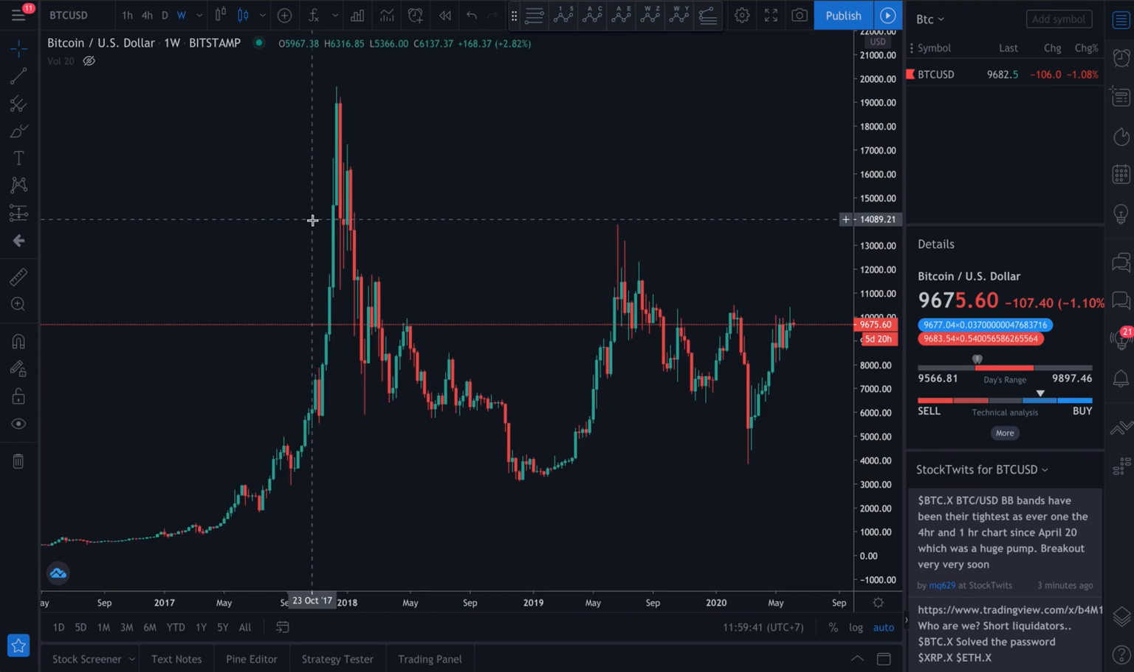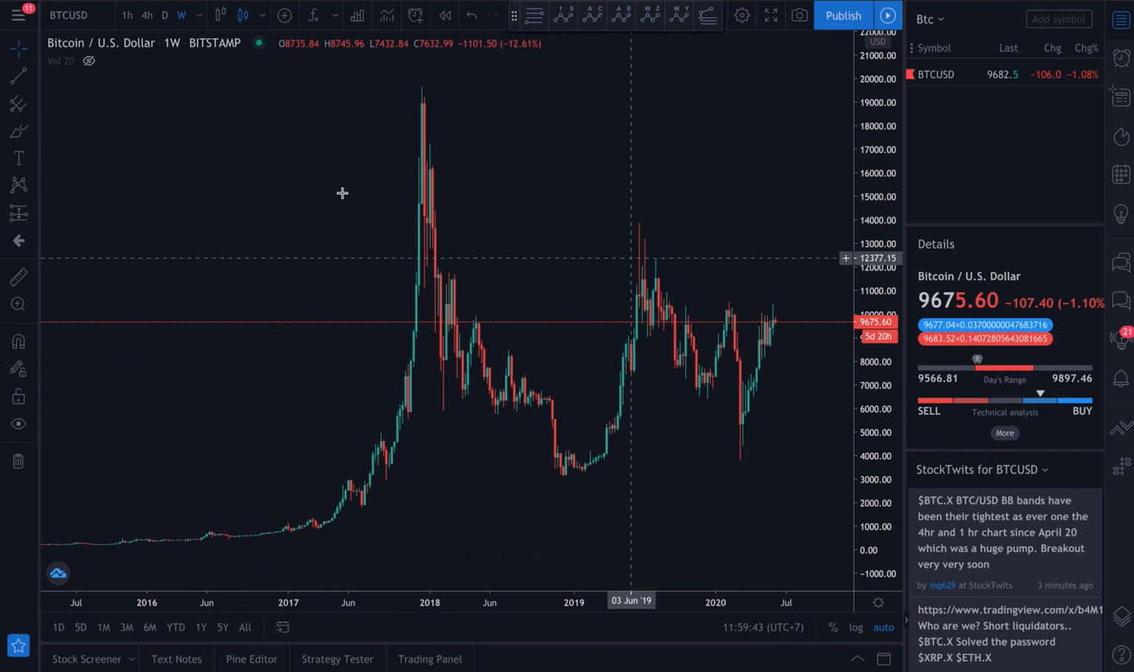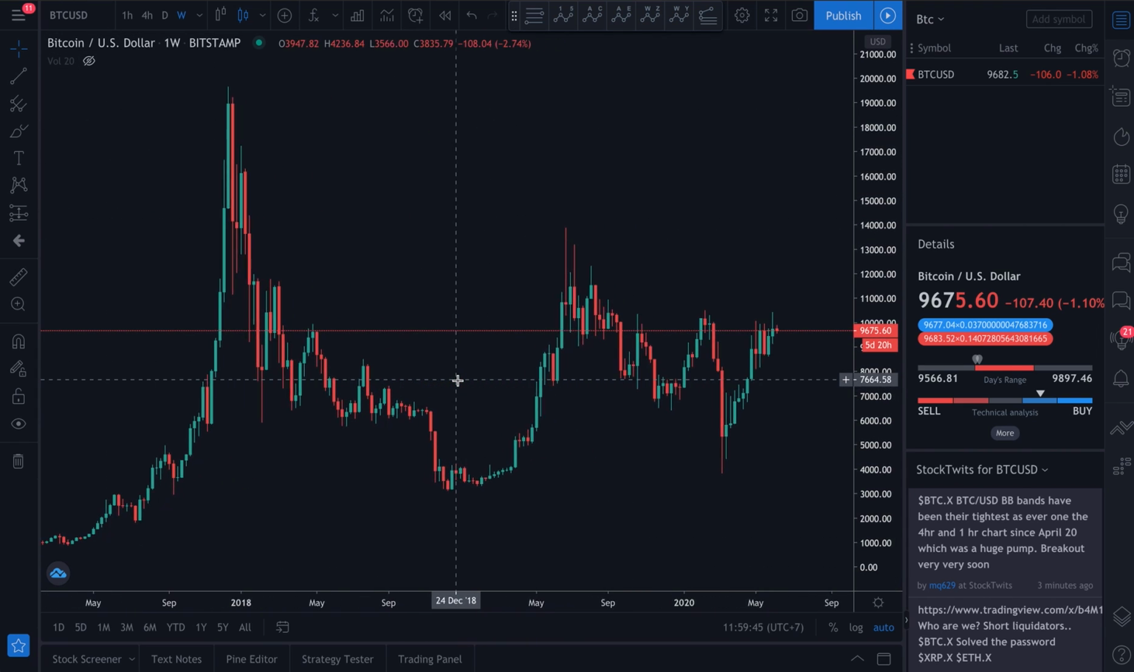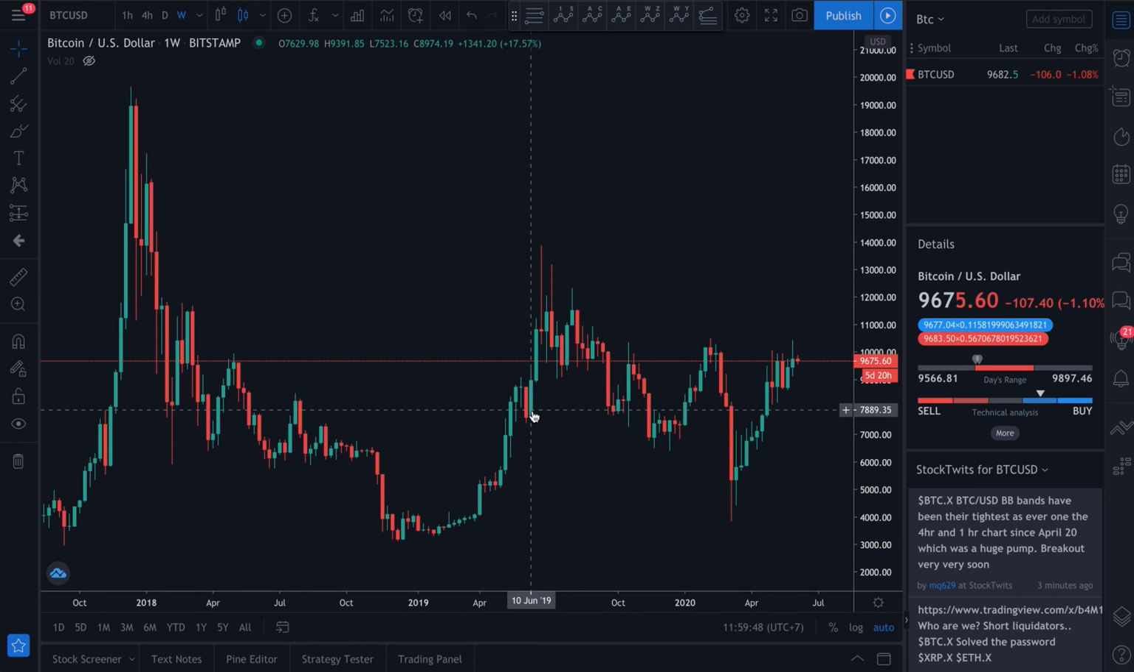Okay, so this one here, all of these candles, one candle is 1 week, because we are watching the weekly time frame here.